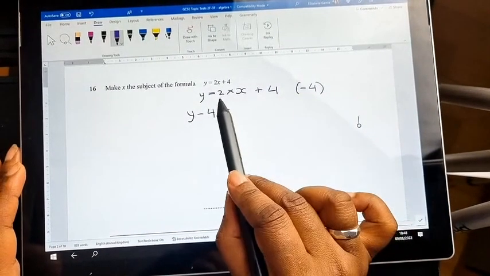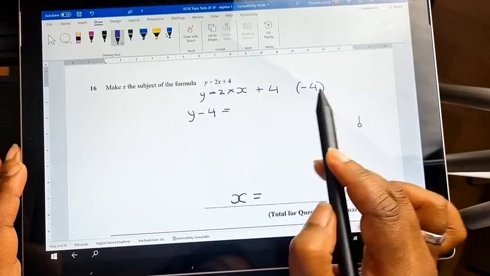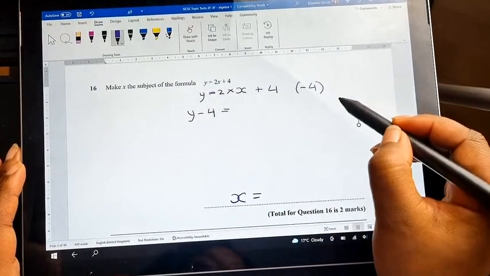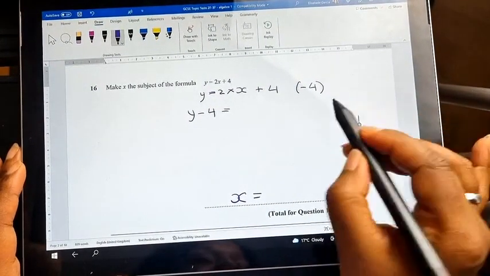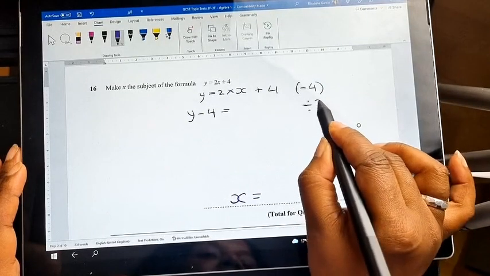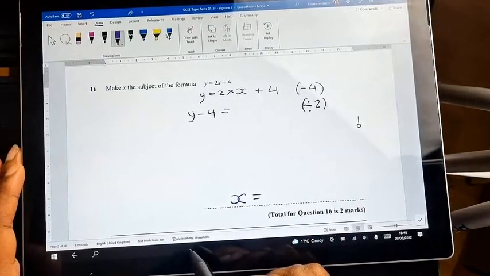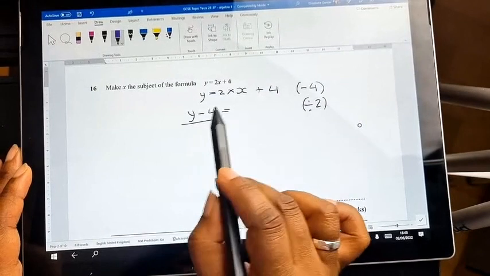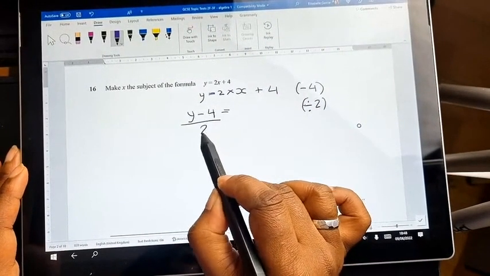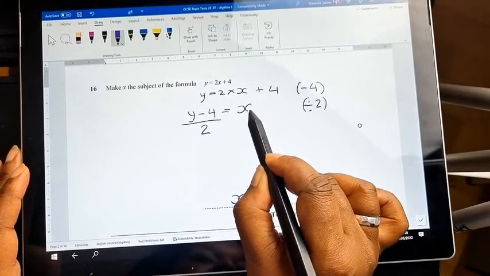And then we have 2 times X. So that means the next operation would have to be divide by 2, because it's multiply. The next operation will be divide by 2. So that means we're going to divide both sides by 2. And X stays on its own.